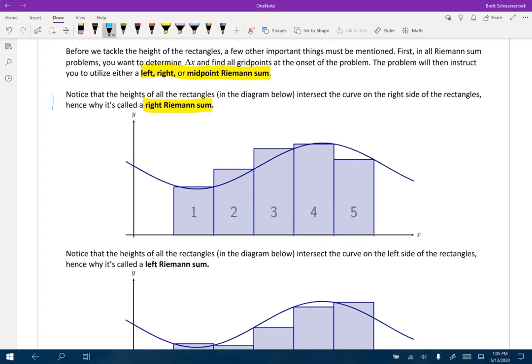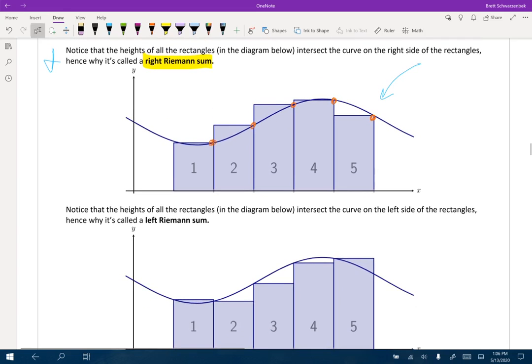It says, notice that the heights of all the rectangles in this diagram intersect the curve on the right side of the rectangles. Okay, so let's use a loud color here. So we'll look here, here, here, here, and here. Does everybody see that the curve intersects the rectangles at the one point in the upper right corner of the rectangle? So that is absolutely dead set called a right Riemann sum. Okay, so you'll get more out of this when we do the next one.